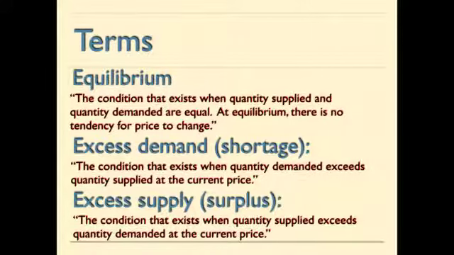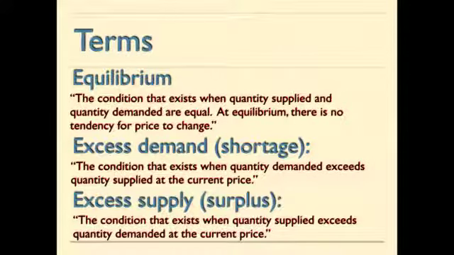Now, there may be some external factors that occur in a market that can shift the supply and the demand curve and change the equilibrium price and quantity, but we'll move to that analysis a little bit later. Also, we're going to be talking about excess demand, also known as shortage. I use these terms interchangeably, so realize that excess demand and shortage are the same thing, and that is the condition that exists when quantity demanded exceeds quantity supplied at the current price. So this is not the equilibrium price. It is a price where the quantity demanded is greater than the quantity supplied.